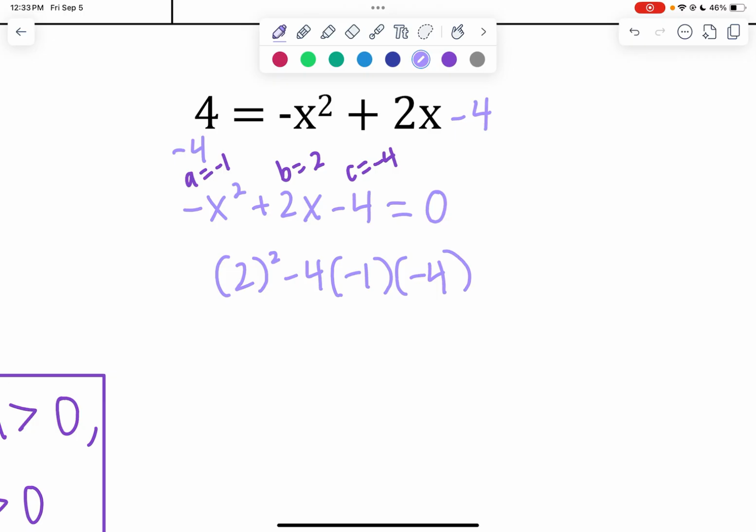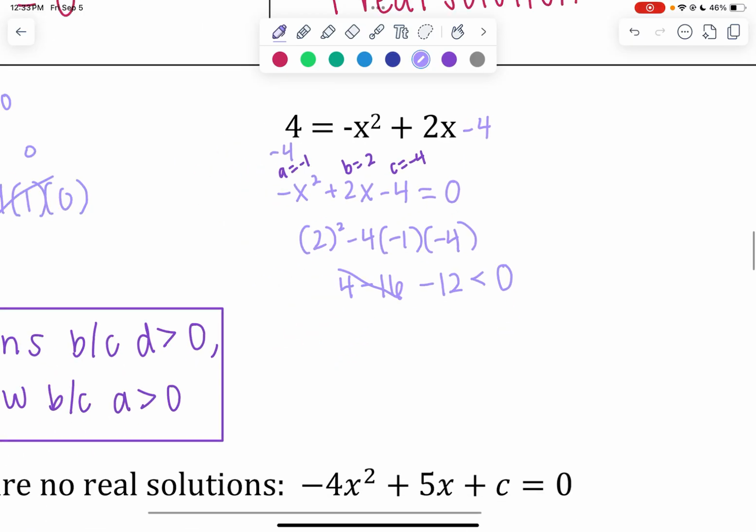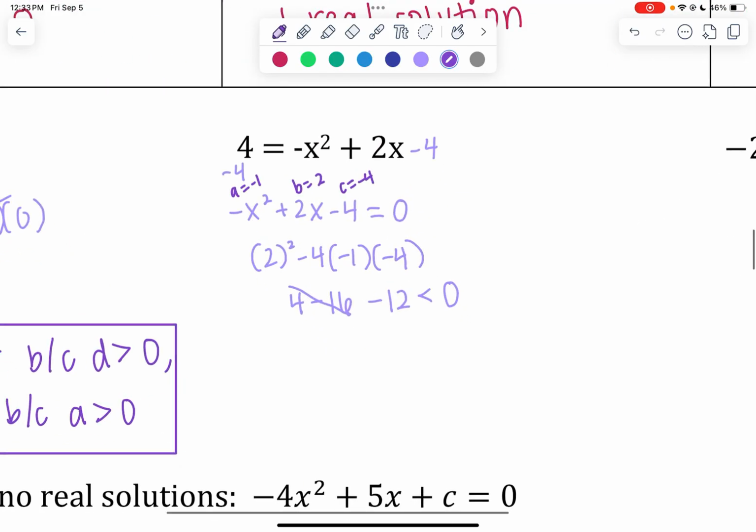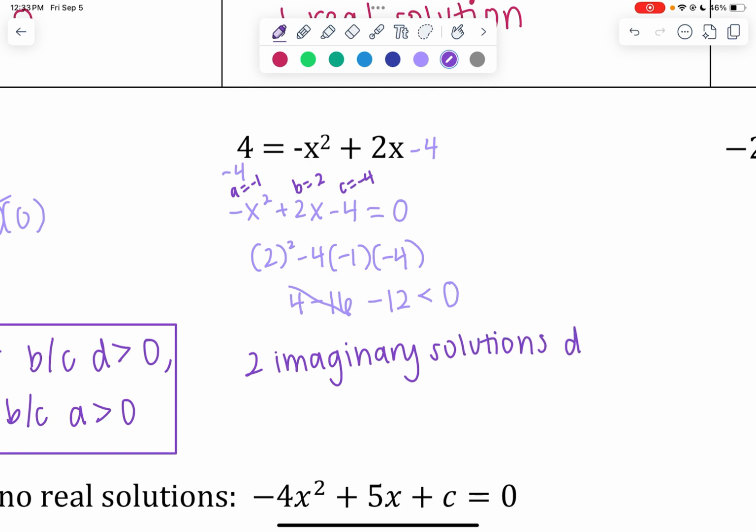Okay? 2 squared is 4. This is 3 negatives, which is going to keep it negative. 4 times 1 times 4 is 16. So 4 minus 16 is -12. Your discriminant's less than 0. It's a negative number. So what that means, if your discriminant's less than 0, is that you have 0 real solutions because you have 2 imaginary solutions. And that's because your discriminant is less than 0.